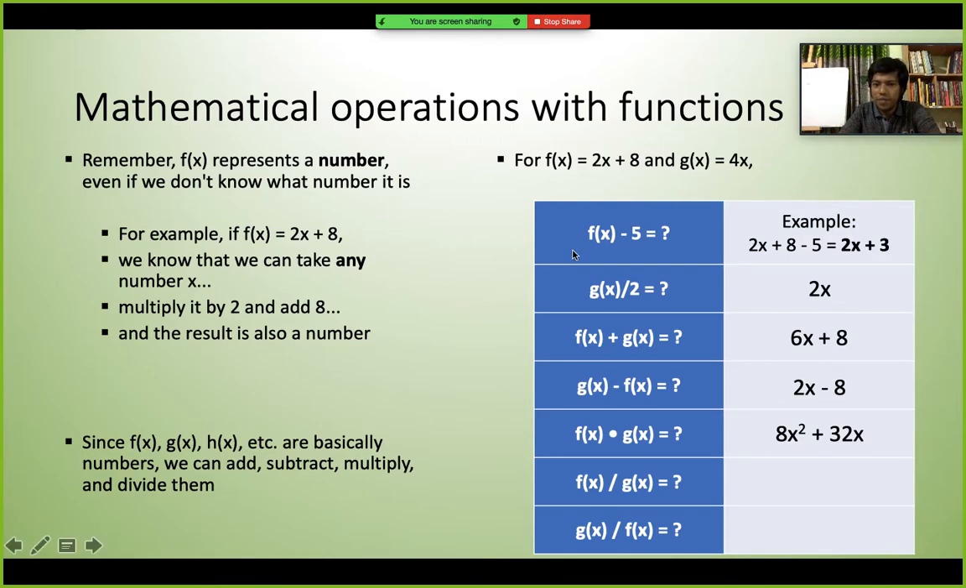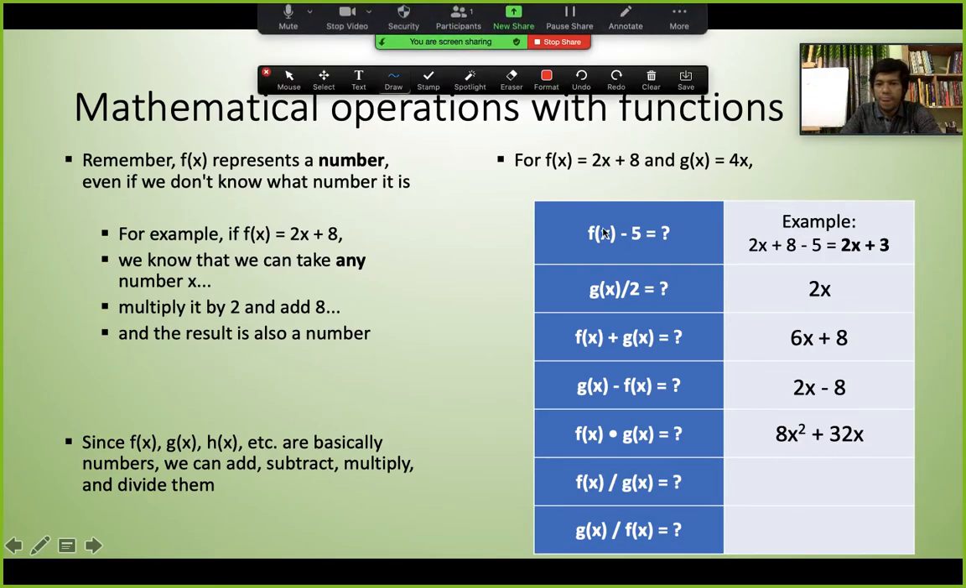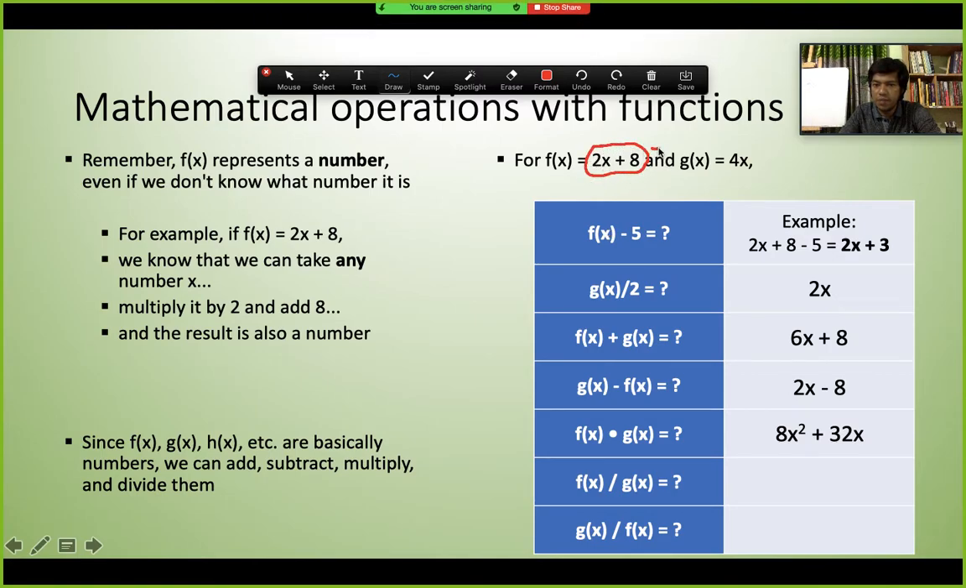How do we multiply? How do we add? For example, if f of x equals twice x plus 8, g of x equals 4x. So two functions are given here. One function is this, another function is this. Now if we say, okay, f of x minus 5 equals what? So this is our f of x. Then we have to write f of x minus 5. So minus 5 here. Then this means 8 minus 5, because numbers we can subtract, so it will be twice x. 8 minus 5 means 3, so twice x plus 3, which is written here.